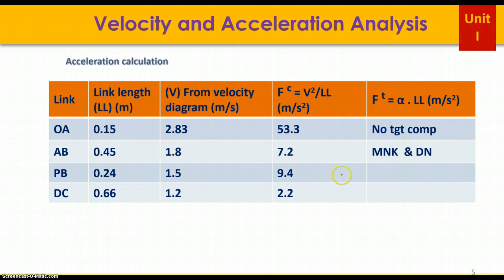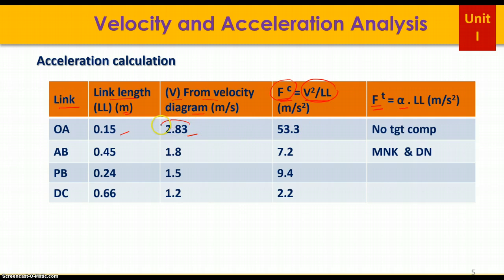Next step is to prepare this table for acceleration diagram. In this table, you have to remember this is link name, this is link length in meters, then velocity. From velocity diagram you have to find this. Then there are two components of acceleration. One is centripetal component Fc, second one is Ft. And you know the formula, v square by link length and alpha into link length. Friends, as you know velocity and its length, so when you know velocity and length, you can find Fc, that is centripetal component.